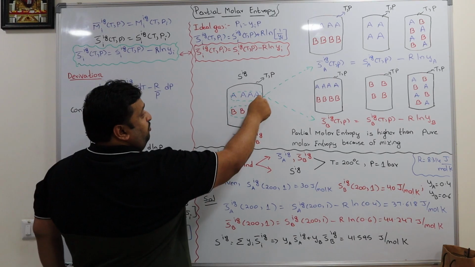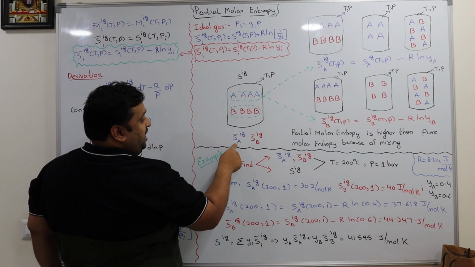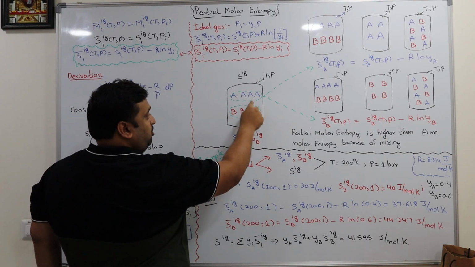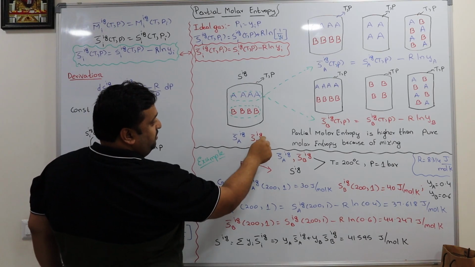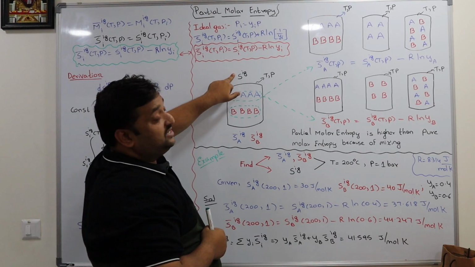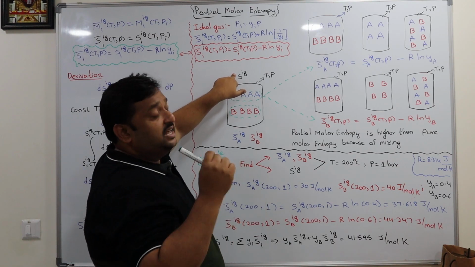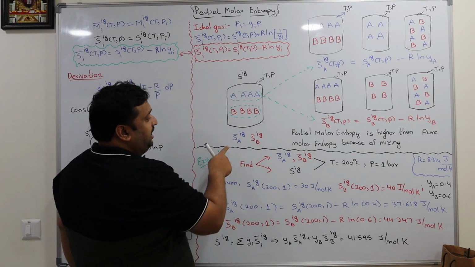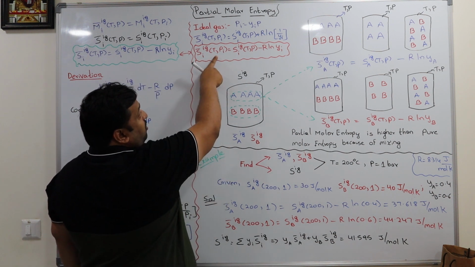The partial entropy of A is denoted as S bar A ig. Partial entropy of B is represented by S bar B ig. Entropy of this total mixture is denoted by S ig. ig is representing ideal gas conditions. Let us find out this expression. Let us follow this formula.